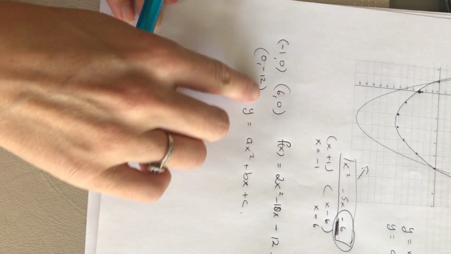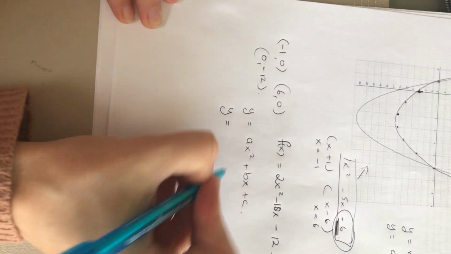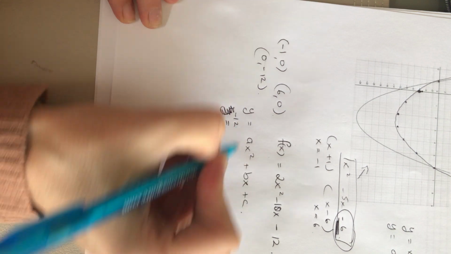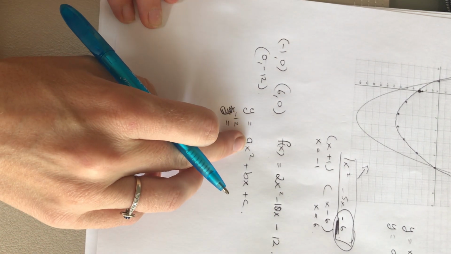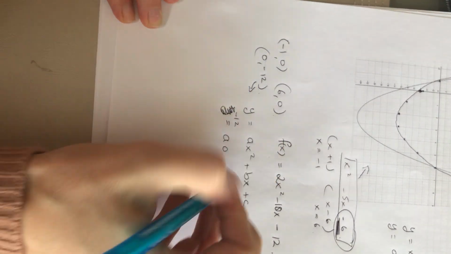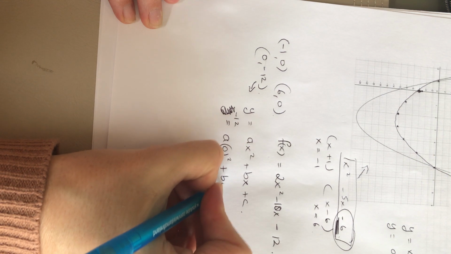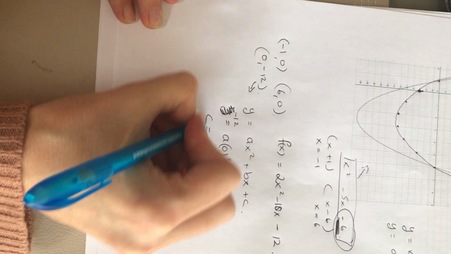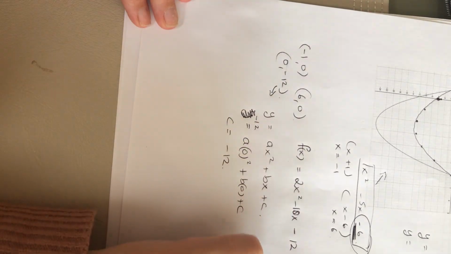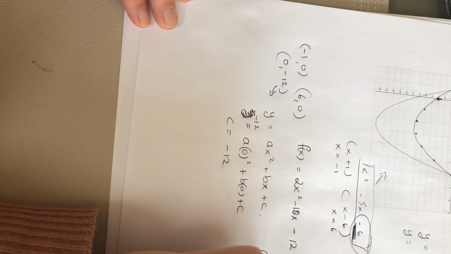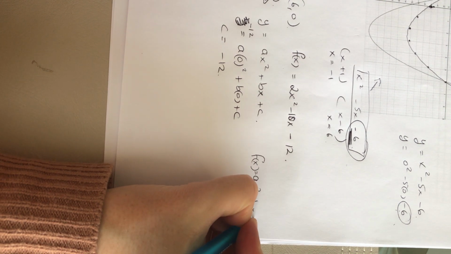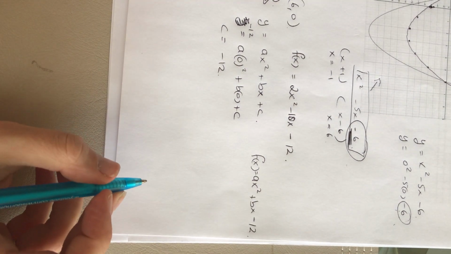So if I threw this one in, y equals, so y is -12. X is 0. So I'm just subbing this into my function. Well, c is -12. So I'm not finding out that much. Then I now know that my function looks like this. Something x squared plus something x minus 12. Okay, so we keep going.